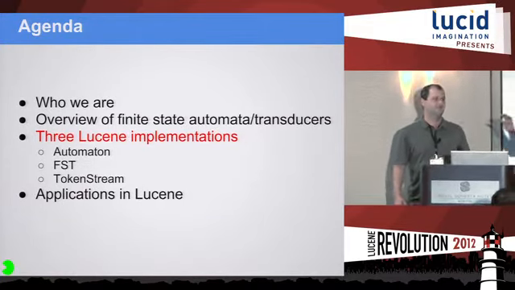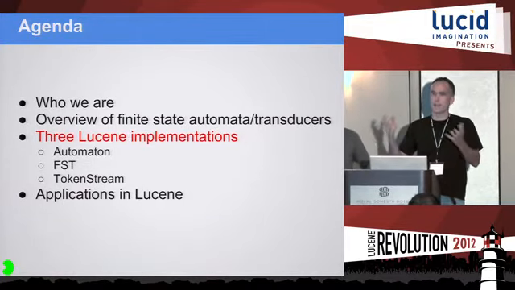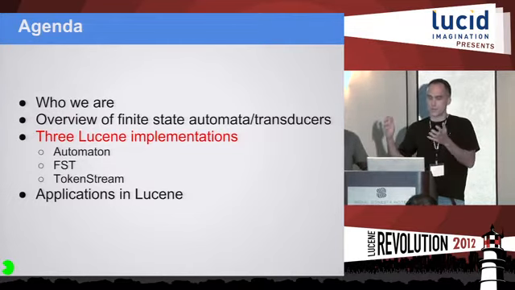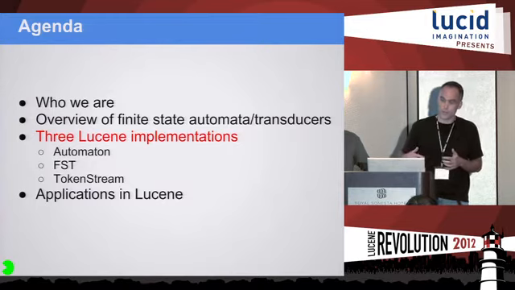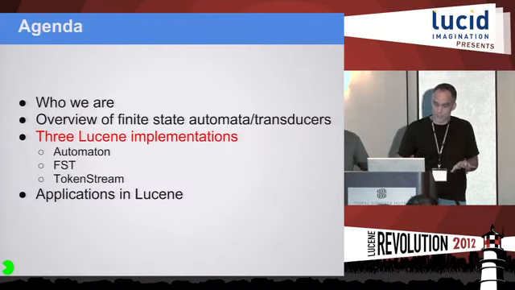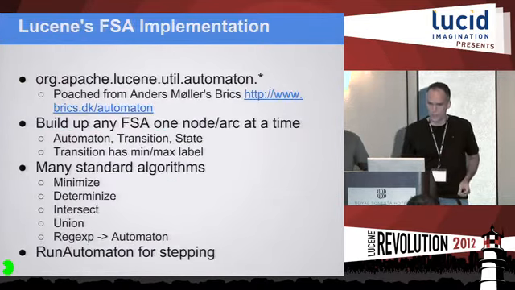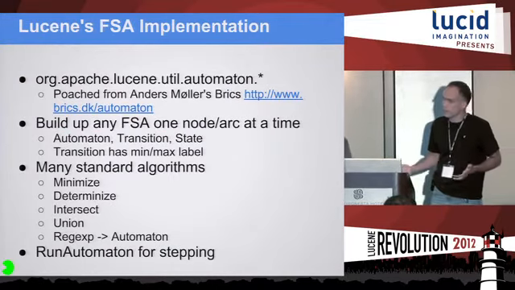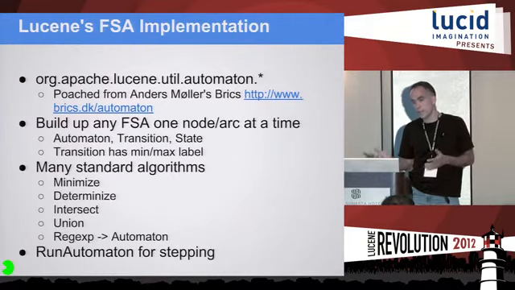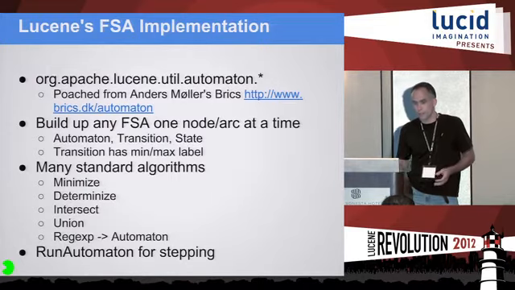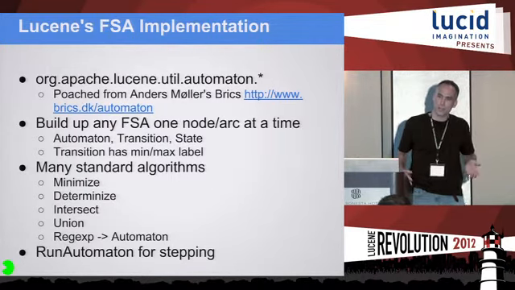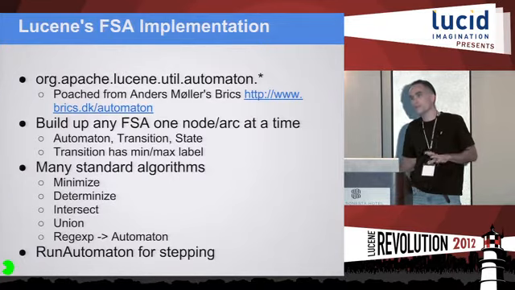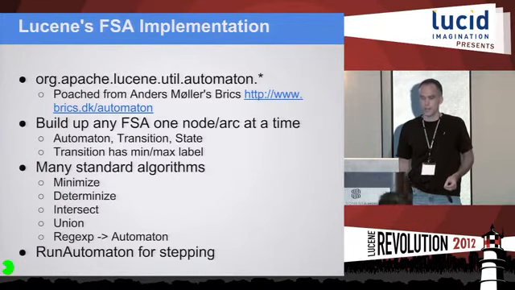Okay, so that was the quick introduction of the abstract notion of a finite-state automaton and a finite-state transducer. Now we're going to jump in and see how we've implemented these data structures in Lucene's base APIs. So for finite-state automaton, we actually poached a nice package from the brics.dk package. We pulled that into org.apache.lucene.util.automaton, and we've modified it quite a bit and added tests.